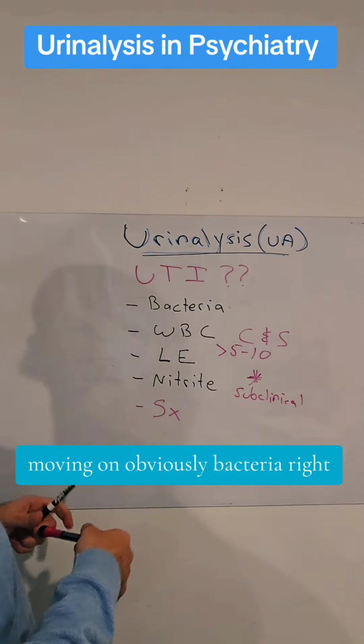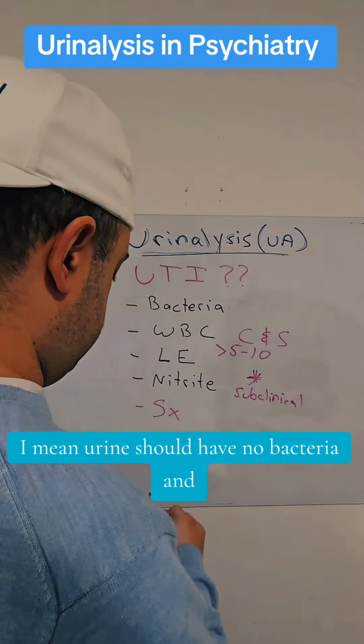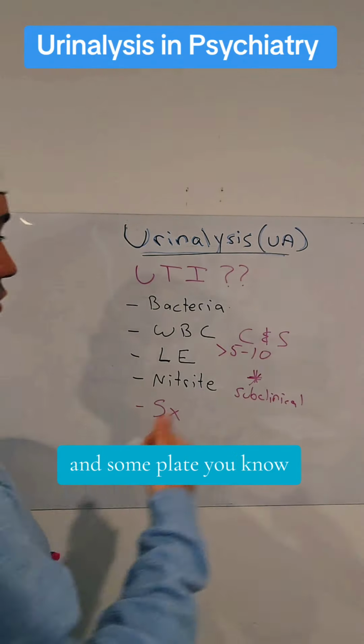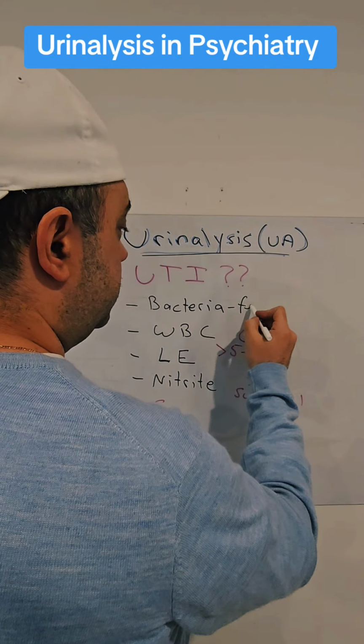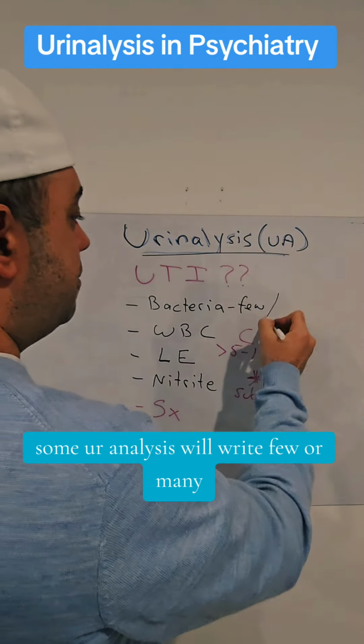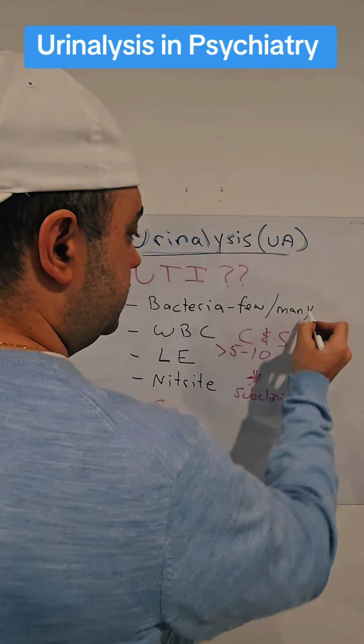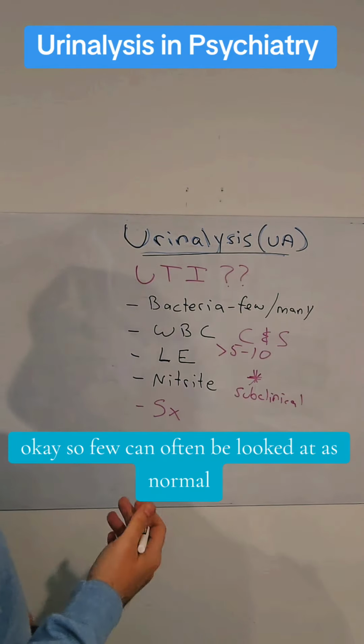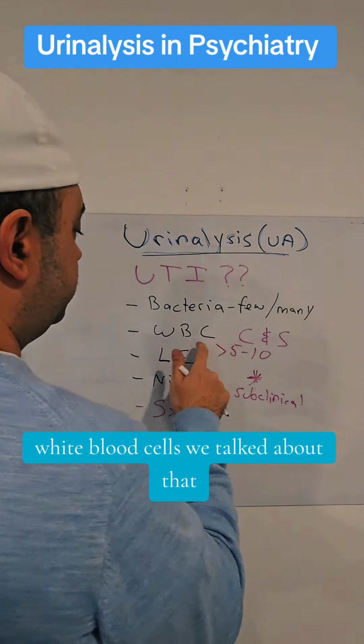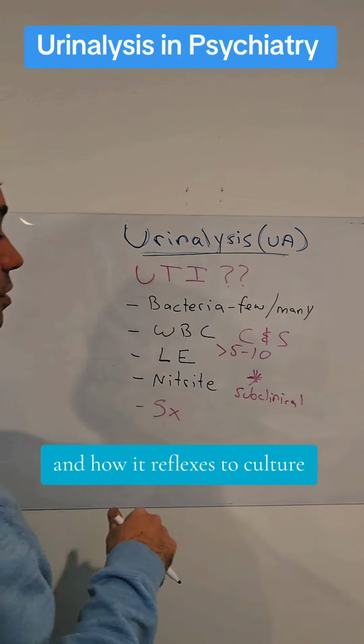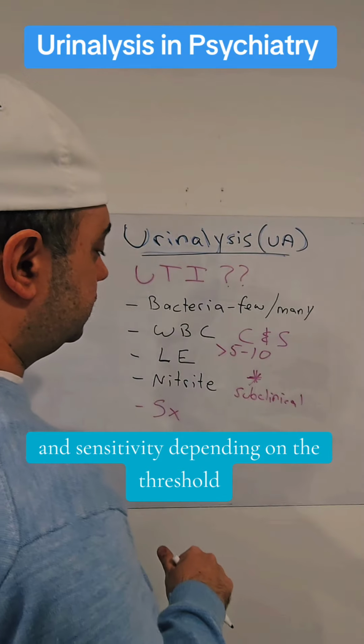Moving on, obviously bacteria. Urine should have no bacteria, and some places you can look at it as few. Some urinalyses will write few or many. Few can often be looked at as normal, where we may not think of it as normal. White blood cells, we talked about, and how it reflexes to culture and sensitivity depending on the threshold.